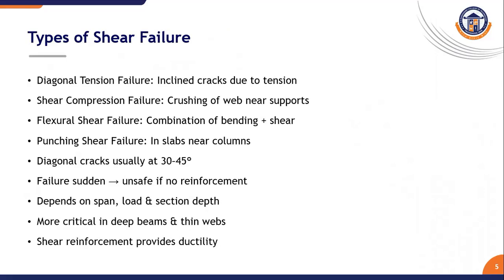Types of shear failure. There are four main types of shear failure: diagonal tension failure, shear compression failure, flexural shear failure, and punching shear in slabs near columns. These cracks often occur at 30 to 45 degrees and are unsafe if not reinforced. The risk increases with deeper beams and thin webs. So providing shear reinforcement ensures ductility and prevents collapse.